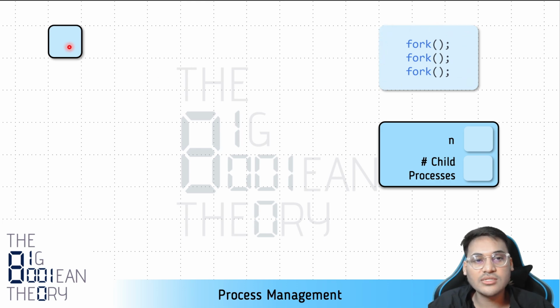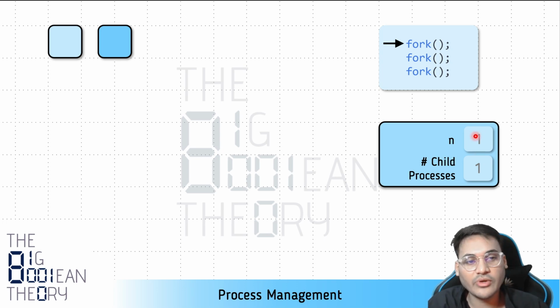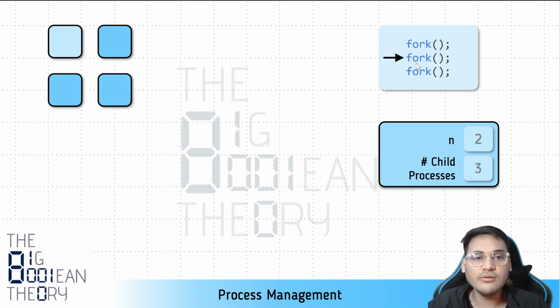Let's say we have a parent process, and n is the number of fork statements that we have executed. We'll just count the number of child processes that we have. Let's start. After the first fork system call, when n is equal to 1, we'll have a new child process, so the number of child processes in the system is 1. After the second fork system call is executed, both of these processes will again create new processes. So we'll have a total of 4 processes in the system, out of which one is the parent process. So the number of child processes is 4 minus 1, which is 3, right?